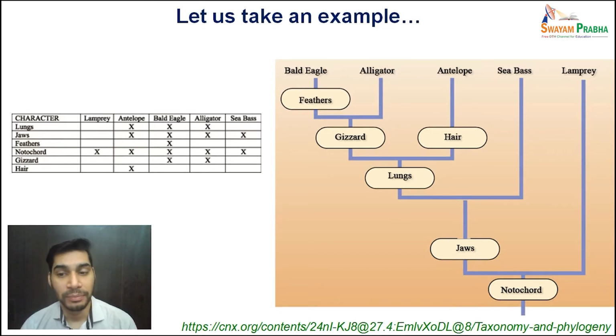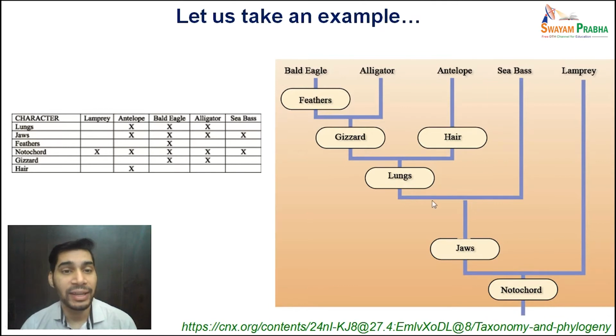So from here there is a bifurcation started based on the jaws. If you see lamprey, it did not have the jaws, except all other organisms which are having the jaws. So from the character which was present in all, we are moving to a character which is absent only in this organism but present in all other organisms. So from here the lamprey can be put out or separated out.